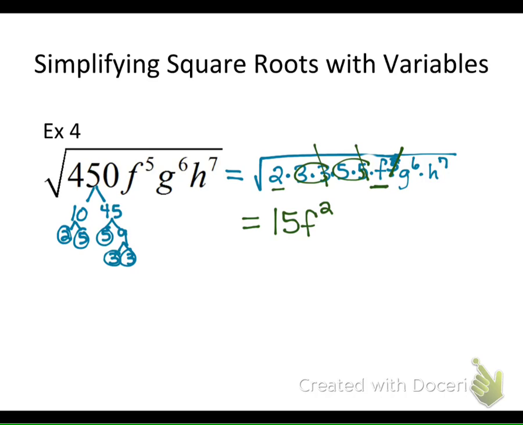Then I go look at my next variable, g. G to the 6th. 6 is what type of number? Even. So what's half of 6? 3. So that goes to the outside. Because it's an even, it completely cancels with my square root.